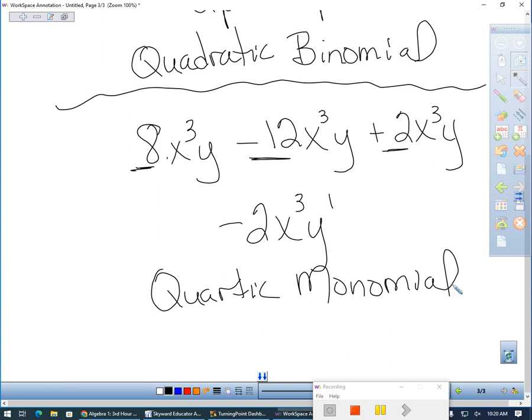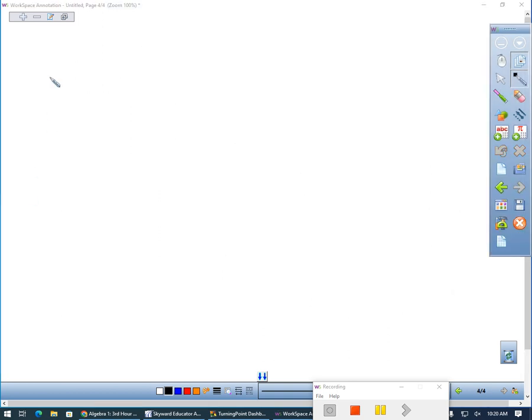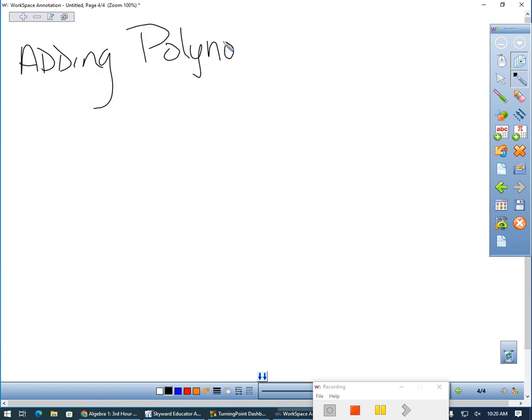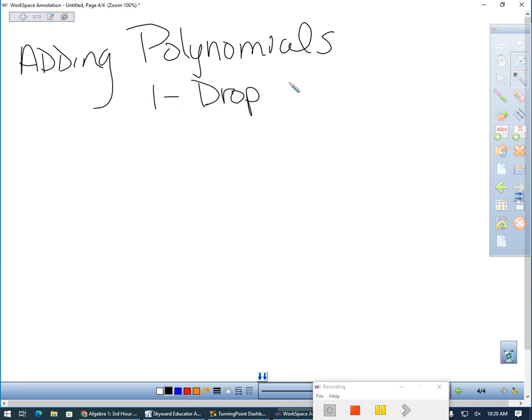All right, so then I have two more things to talk about, and I'm done. First thing I want to talk about is adding polynomials. When you add polynomials, first step, I want you to drop the parentheses. Step 2, collect like terms.